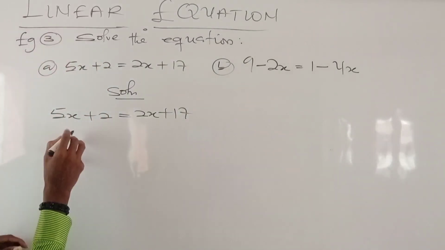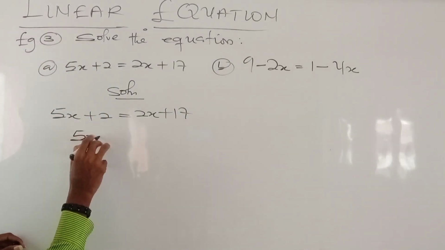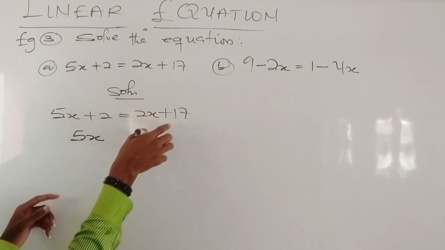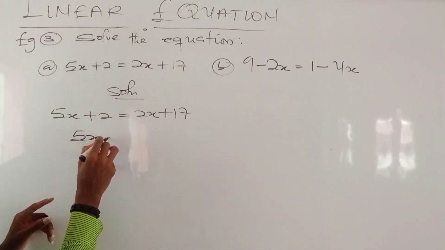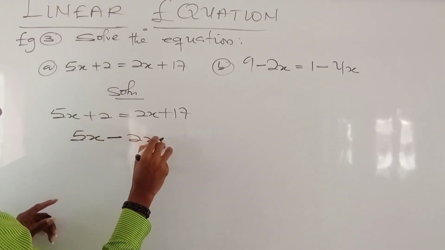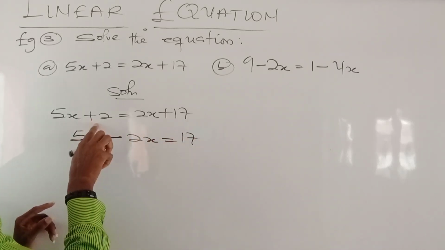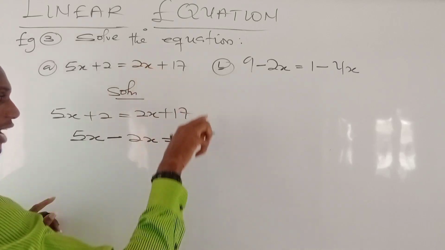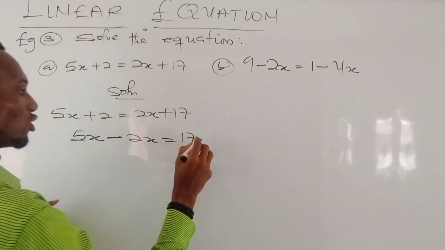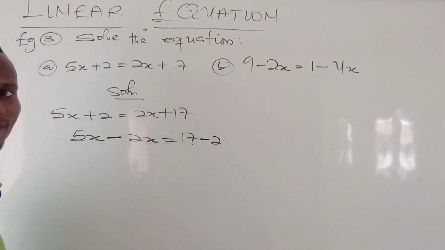So I write my 5s, and this positive 2s crosses the equal sign and joins it, so it becomes minus 2s, equals the 17 that is there. Then this positive 2 also crosses the equal sign and joins the 17, so it becomes minus 2. I hope the understanding is clear.